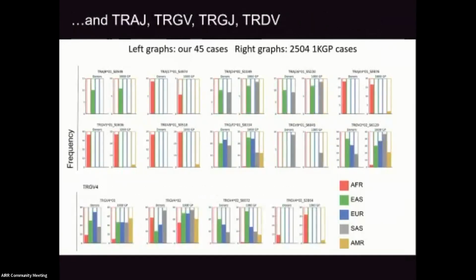And if we then look at some of the others, here showing alpha J, gamma V, gamma J, delta V. This is just an example of that. We did do this for all of them, but I'm showing you some examples. And again, the concordance between our data set and the large data set is very high.